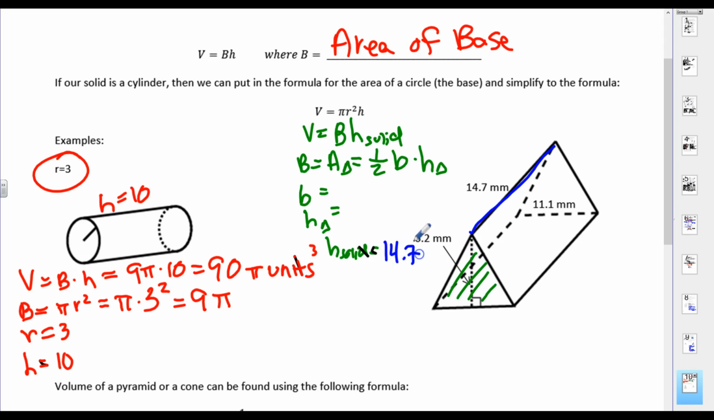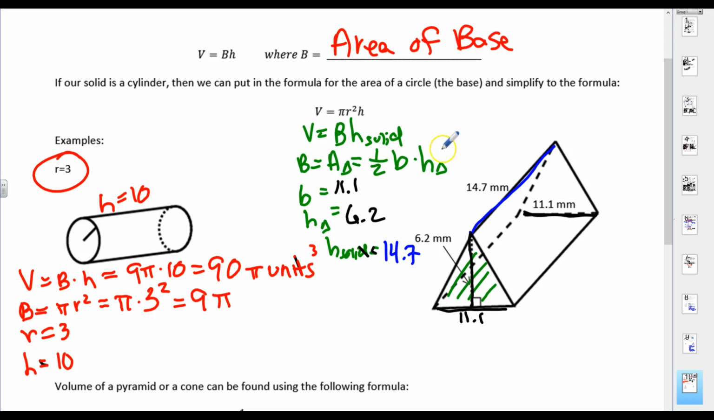Whereas the height of the triangle is this piece right here, it's how tall the triangle actually is. That's 6.2. And the base of the triangle is this 11.1, which we could recopy down here, 11.1, okay? So now we're going to go through and solve.